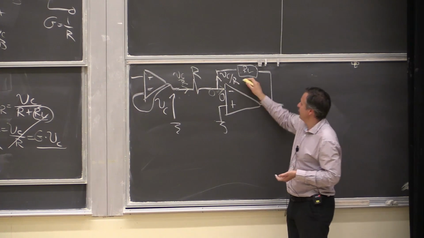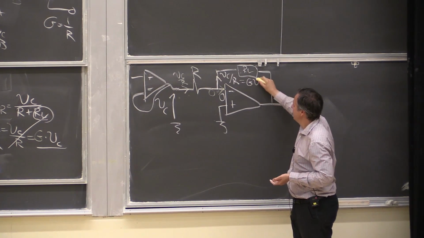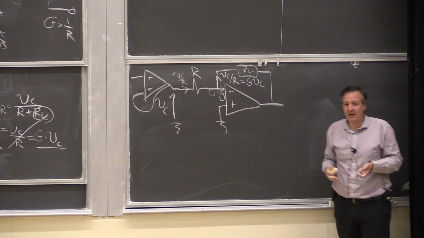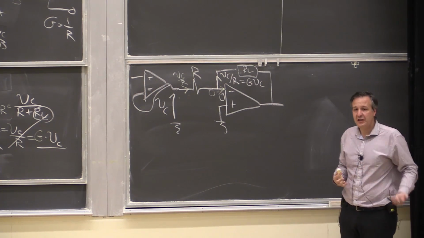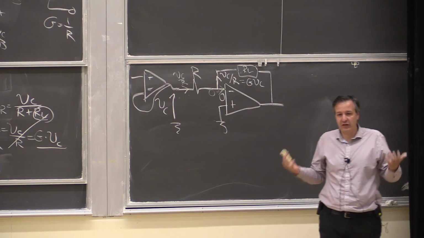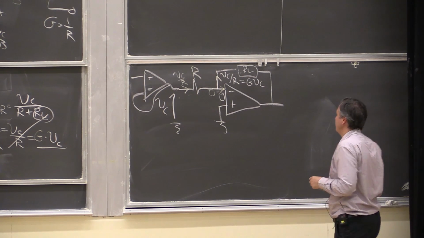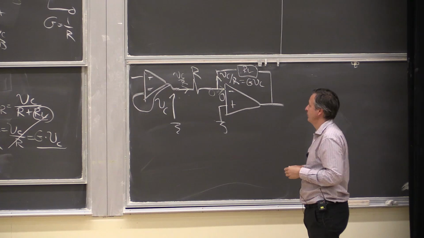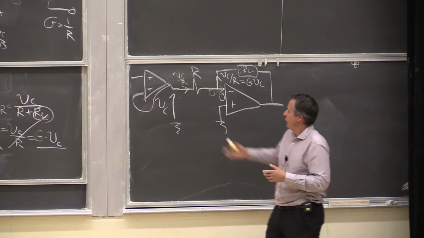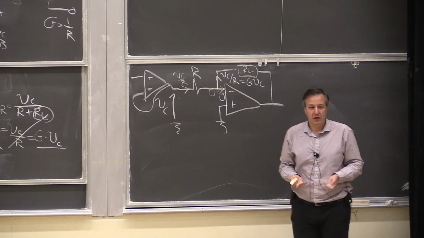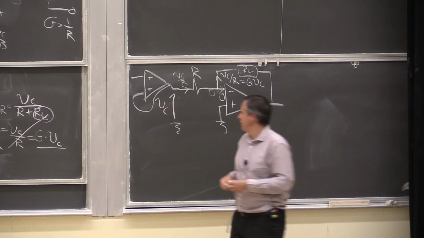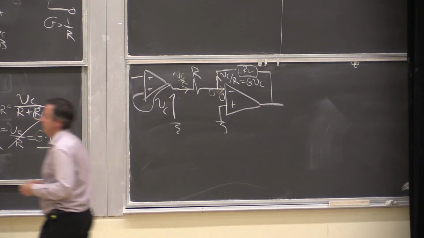And instead of VC over R, we can write G VC. So I've achieved exactly what I wanted. G VC is pushed into the load, whatever that load is. Okay. So that's essentially our voltage-controlled current source.